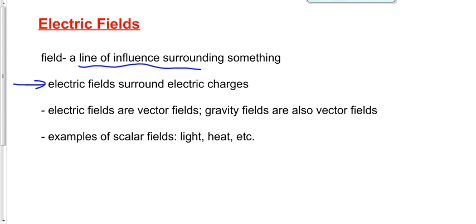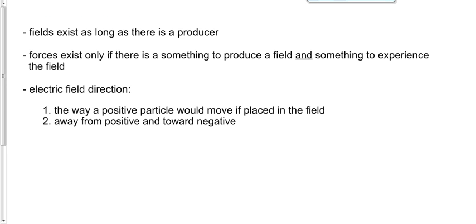So we can think of it in two different ways: in terms of what causes it, the line of influence that surrounds the charge, or in terms of what might experience it, that mass or that charge that experiences the force in that region. Both electric fields and gravity fields are vector fields because they both have direction, versus those other fields that we call scalar fields, like light and heat and some other things that don't influence in a particular direction.